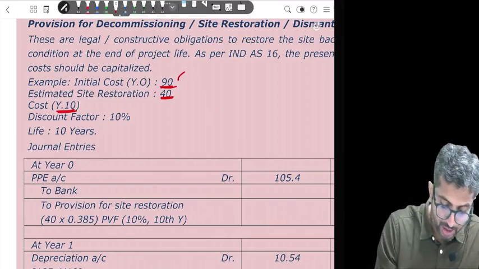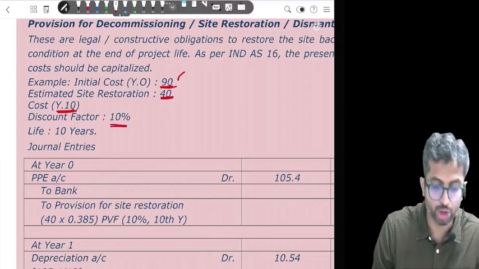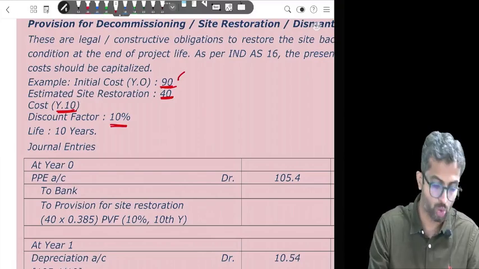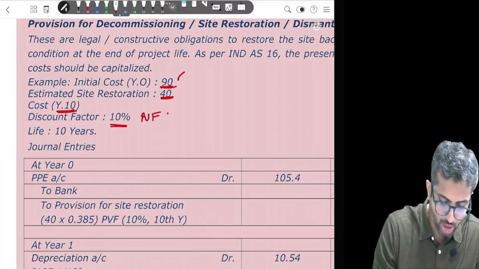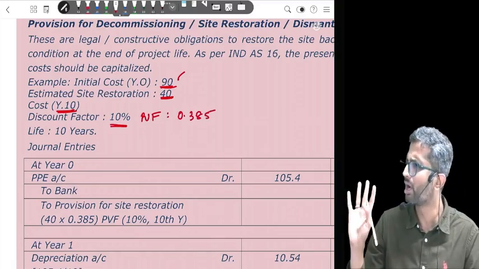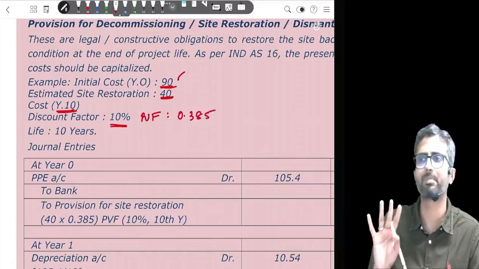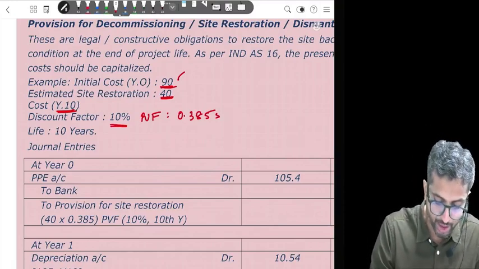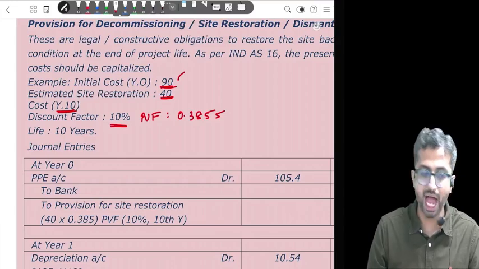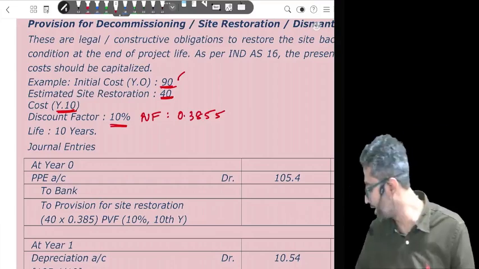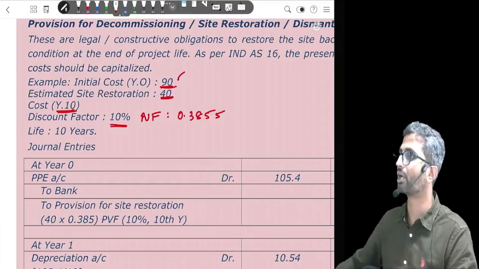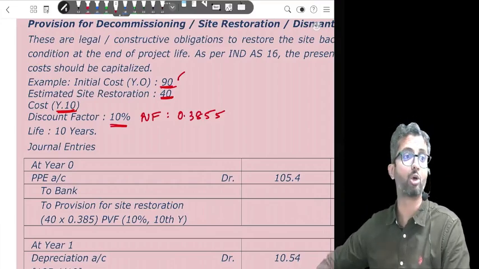Remember, over here, let's say the discount rate is given to be 10%. So if I do the present value calculation, the present value factor comes to around 0.3855 or something. We usually take 4 decimals, 3 also work, but I personally prefer to take 4 decimals for the discounting factor. So let's say we take 0.3855. Then 40 rupees to be spent after 10 years are going to be worth how much today?